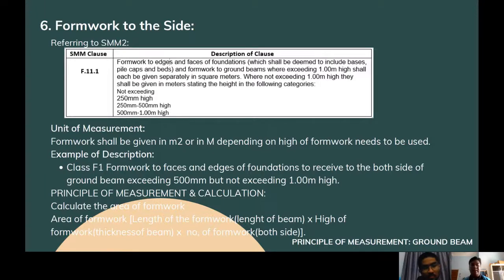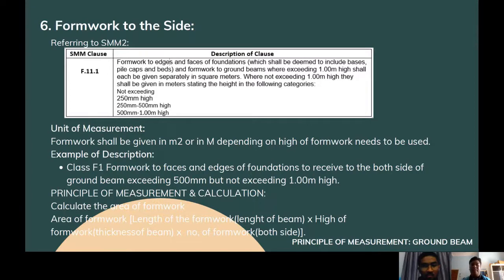So for the example of description: class F1 formwork to face and edges of foundation to both sides of the ground beam exceeding 500 mm but not exceeding 1 meter high. The principle of measurement and its calculation is to calculate the area of the formwork. The area of the formwork is the length of the formwork, which is the length of the beam, times the height of the formwork, which is the thickness of the beam, times the number of formwork, which for the ground beam means we need both sides, at the right and at the left.